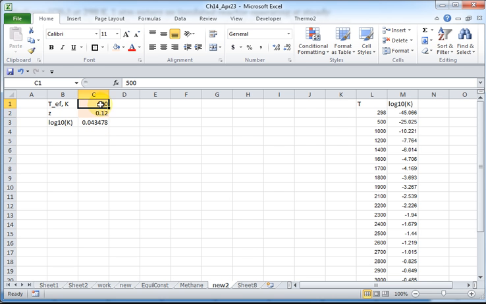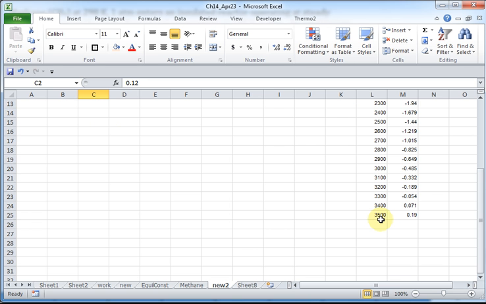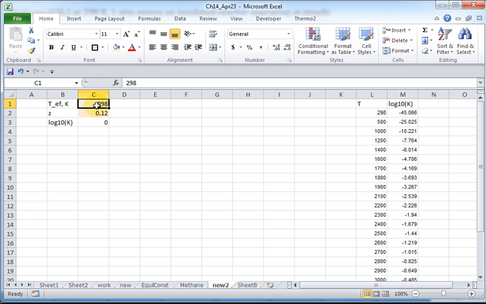298 is 0% of the way through the data set. And 3,500, what do you think 3,500 is going to be? Come on now, 100% of the way. Okay? So that's what you're doing. You're finding the percent of the way.